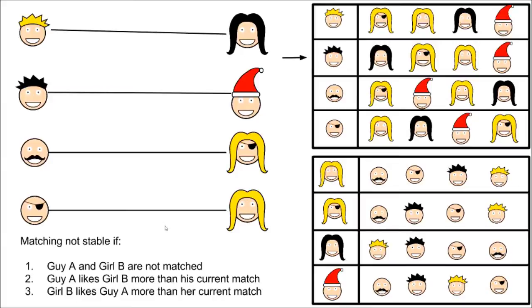Now for the moustache man, he is matched to the eye patch girl, who is his top match. There's nobody else he likes more, so he cannot be the guy A. As for eye patch guy, same applies to him. He couldn't be happier, therefore he cannot be part of our unstable pair. So without any guys to be A, there can't be any corresponding girl Bs. So our matching must be stable.